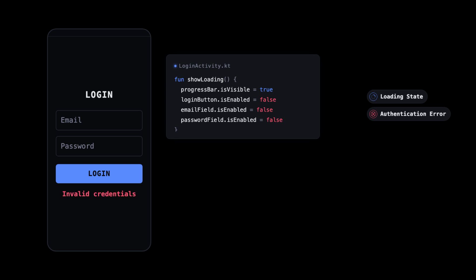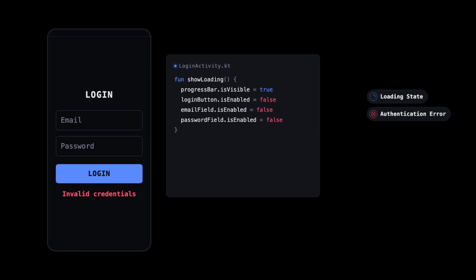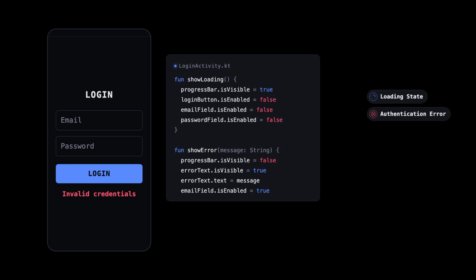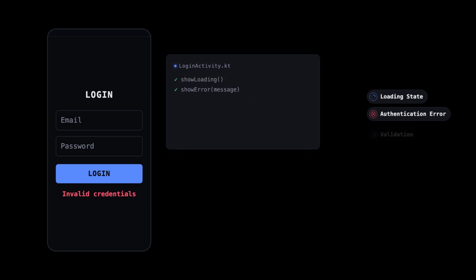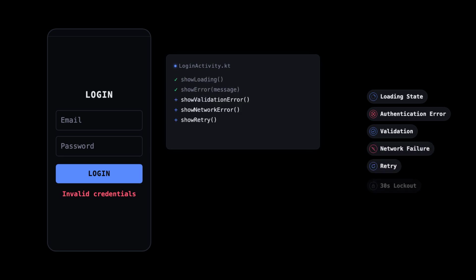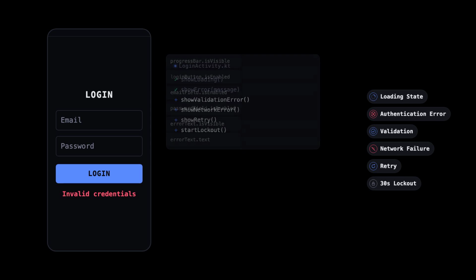Say the backend rejects the credentials, so now you have an authentication error state. Oh, I see. Yeah, you have to write another function to explicitly hide the spinner, re-enable the fields, and show an error text view. Then product wants local email validation. Right. Then a distinct network failure screen. Then a retry behavior, and like a 30-second lockout after 3 failed attempts. Okay, yeah, I see the friction.